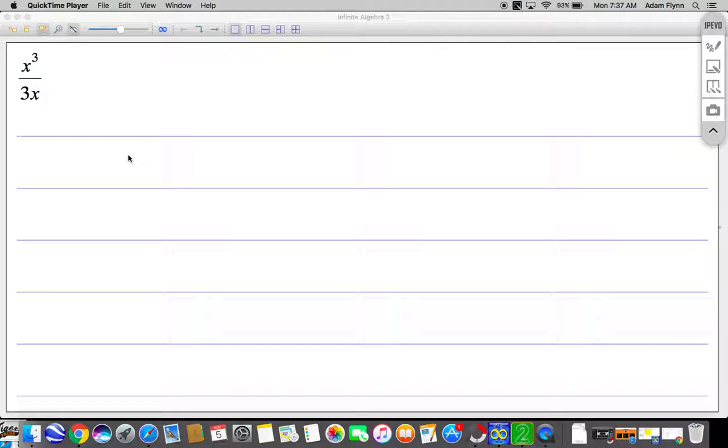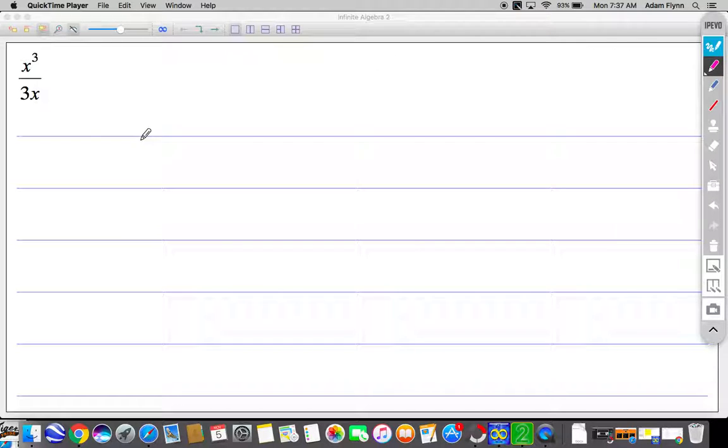This is the example video for a quotient of powers. So first problem, we have x cubed all over 3x. First I'll take care of my numbers. I've got an imaginary 1 up top here, and I've got a 3 down bottom. So I've got 1 divided by 3. I can't simplify that, so 1 over 3 will be a part of my solution.